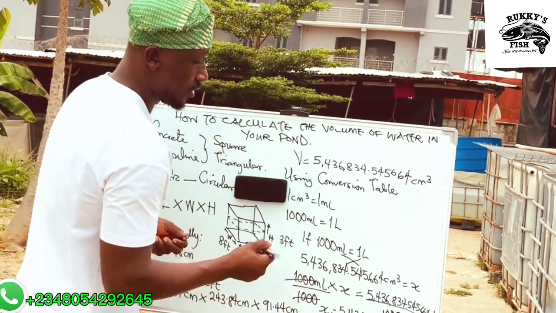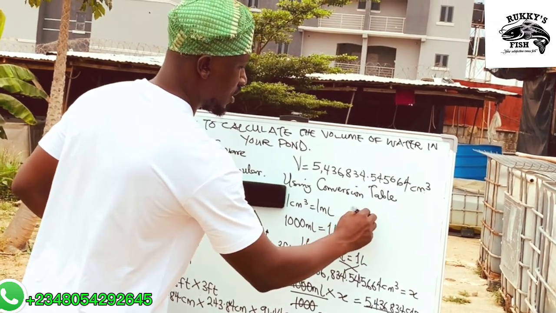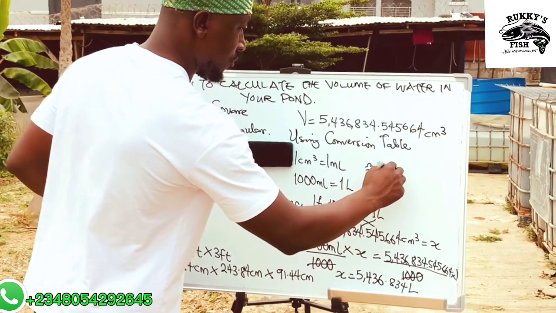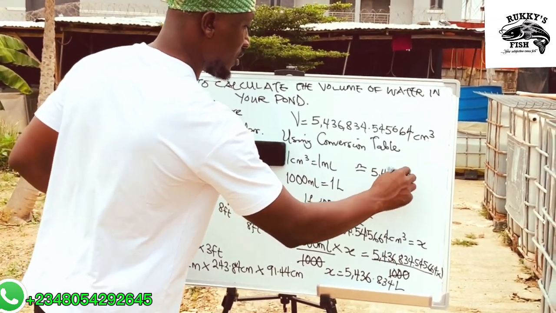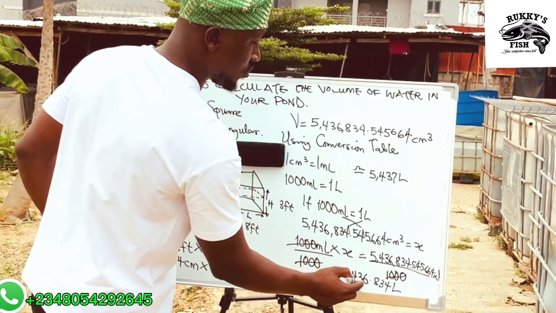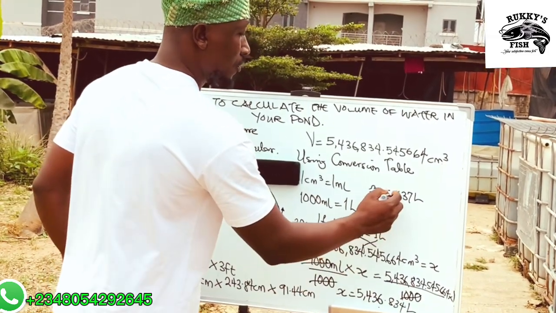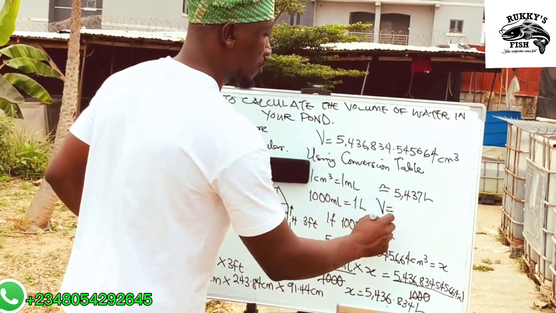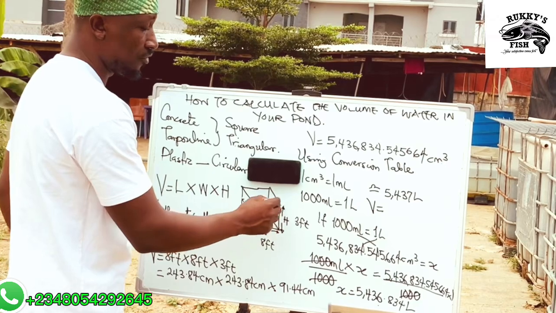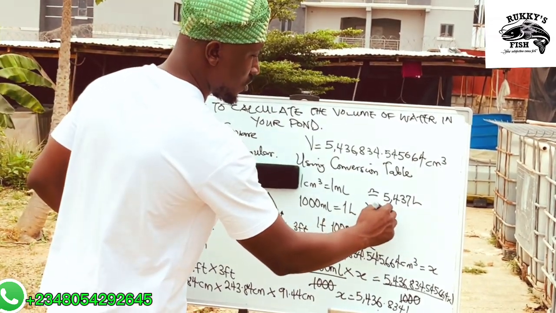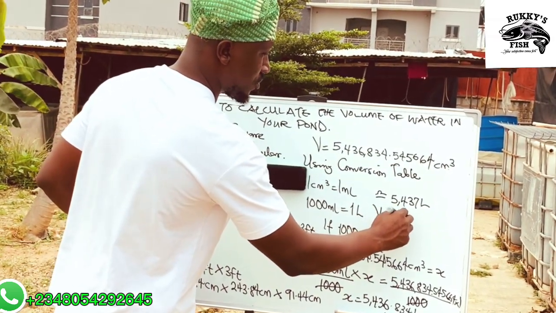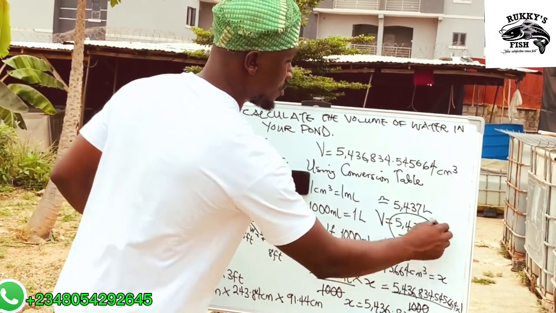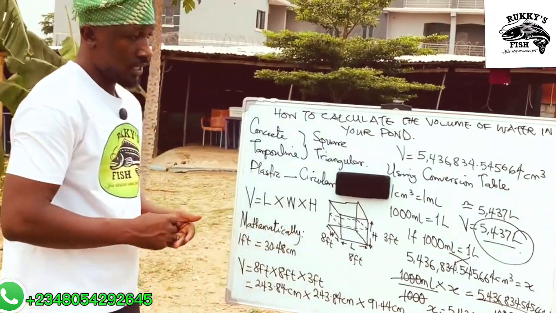Now at this juncture, from here, we can approximate this way and say we have 5,437 liters. So we are rounding up this fraction to the nearest whole number. So we have 5,437 liters. So our volume for 8 by 8 by 4 feet height pond is equal to what? 5,437 liters of water. So this is what you get.